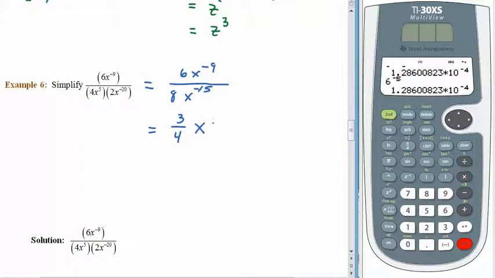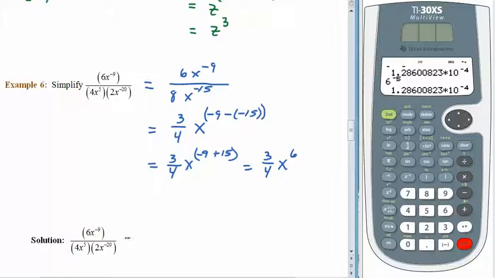X is the same base, but we're dividing, so we need the numerator exponent minus the denominator exponent, which is negative 15. So we have negative 9 minus a negative 15. And just like before, that would be as if we had a negative 9 plus a 15, and that would give us a new exponent of positive 6.